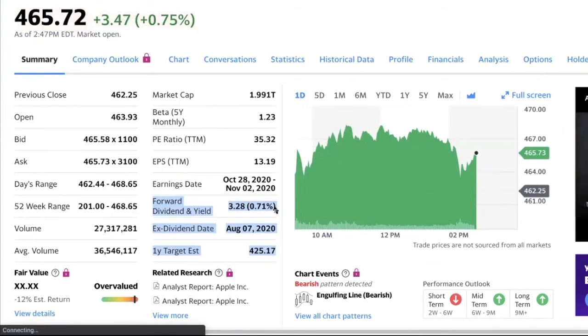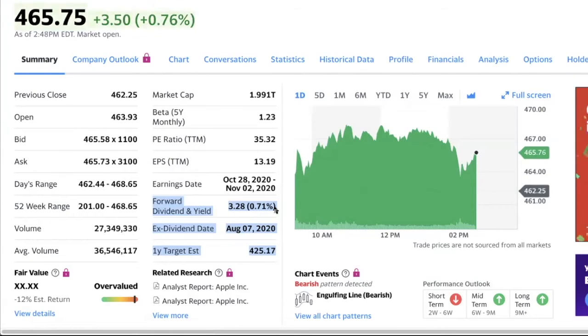The second number is the percentage. It is based on how much the shares cost. You can think of it like your interest rate. It is less than 1% here, so it's not too great. When comparing multiple companies to invest in, it is always best to go by the percentage.